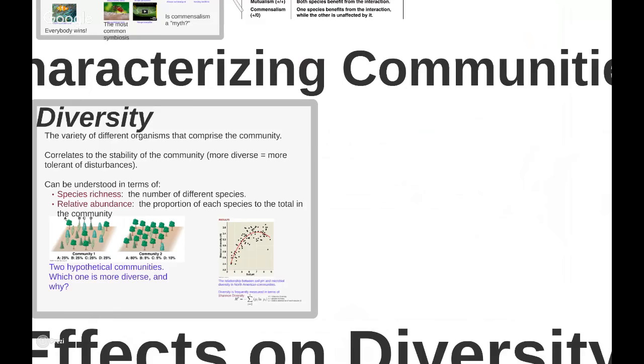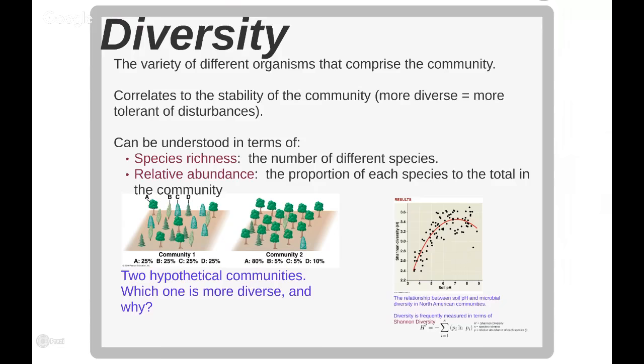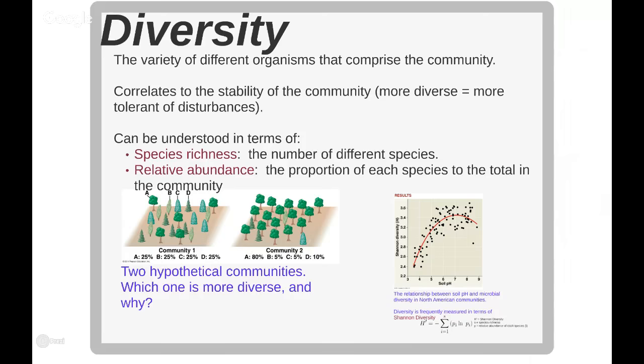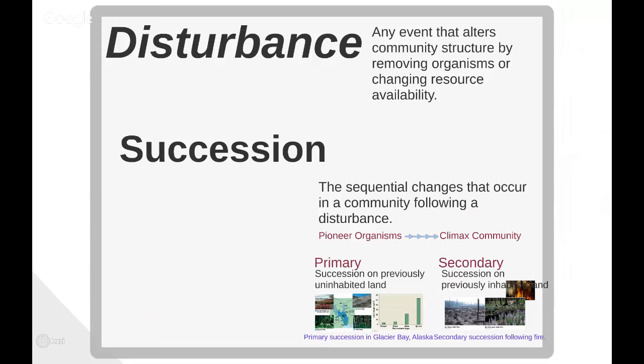We did talk about characterizing communities. We talked about diversity, a little bit on species richness and relative abundance, and how this all plays into biodiversity. So just knowing a basic understanding of that would be important. And then we did also talk about succession, where if a disturbance occurs and alters a community structure, removing organisms or changing resource availability, succession will take over.